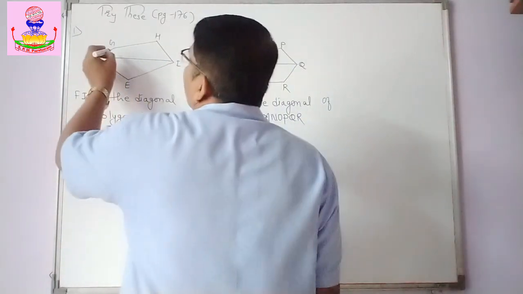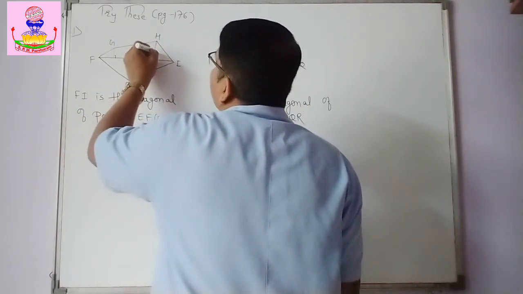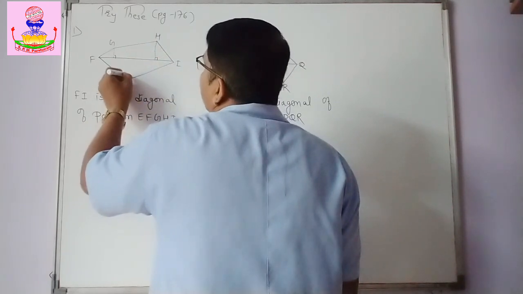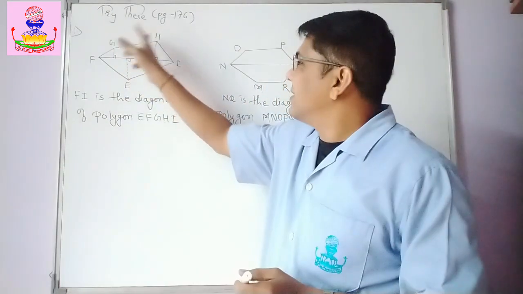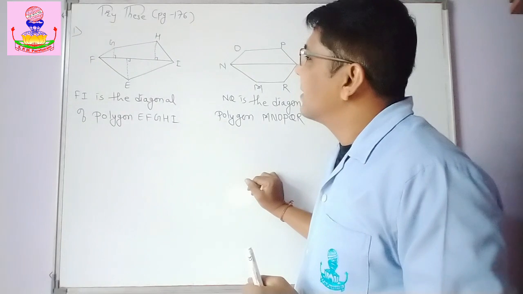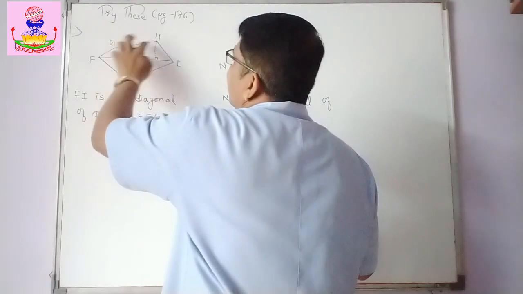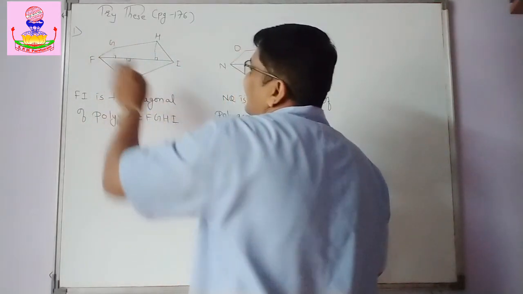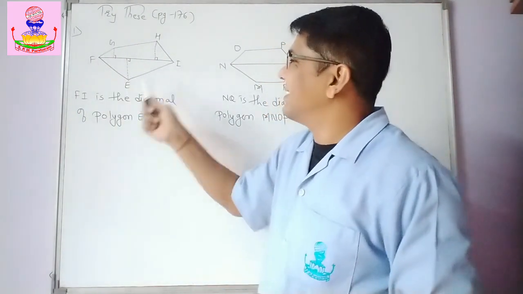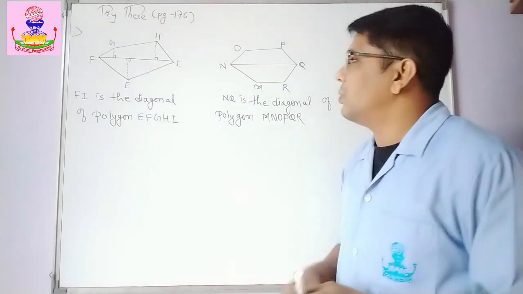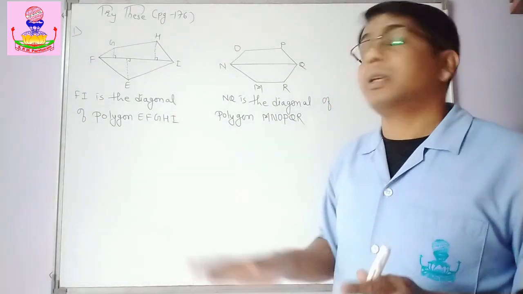So what can you do? Drop a perpendicular here. Drop a perpendicular here. Do you get it? And drop a perpendicular here. So this is what? Trapezium. This figure here is a trapezium, and this is a triangle, this is a triangle, and this is also a triangle. Do you understand? So if I know the lengths, I can find out the area. Now lengths are not given, so no need, you are only supposed to divide.